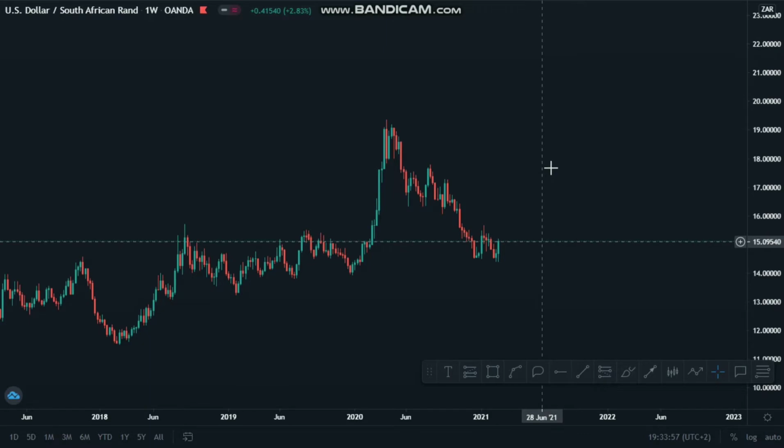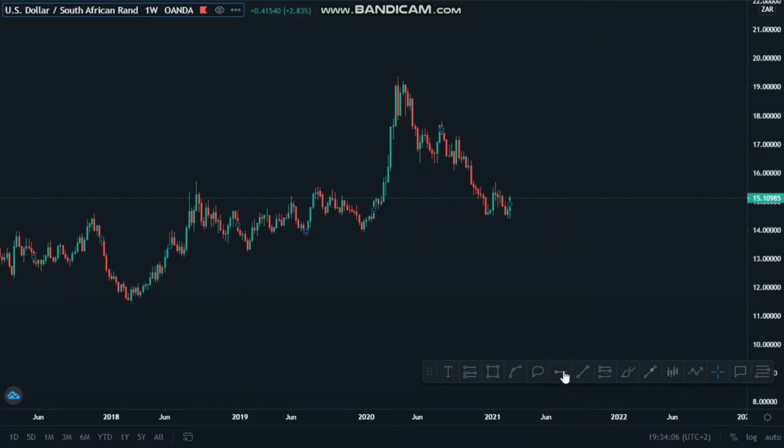Okay, so today we'll be doing a market breakdown, focusing on three pairs: USD ZAR, Euro USD, and USD CHF. As you know, we're starting from the weekly time frame as always. So we're going to be identifying our major support and our major resistance. This is USD ZAR.